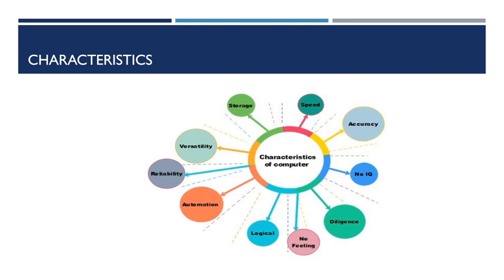Diligence. So what do you mean by diligence? Computers can perform any number of tasks for a long period of time, and they do not become tired like human beings. They can perform any work continuously without getting tired or bored. The same work can be performed again and again, over and over, but human beings will get bored, while computers will not. The next characteristic is that there is no feeling for the computer, because it's a machine.